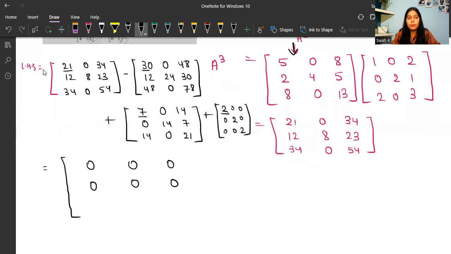Next, we have 34 minus 48. So I'll do 34 plus 14, that is 48. 48 minus 48 is 0. This is 0 plus 0, 0. So it's 0. Next is 54 plus 21 plus 2. So it is 23. And 54 plus 23 is 78, and 78 minus 78 is 0. Okay. So this is 0, and you can see that this is nothing but our RHS. We wanted to prove that A cube minus 6A square plus 7A plus 2I is 0 only. And this 0 matrix is same as 0. So this is the RHS, hence proved.